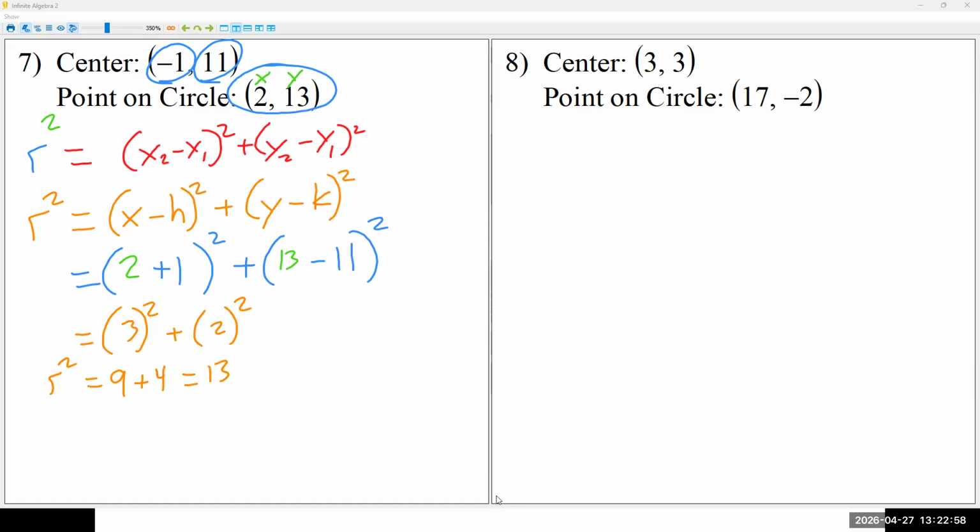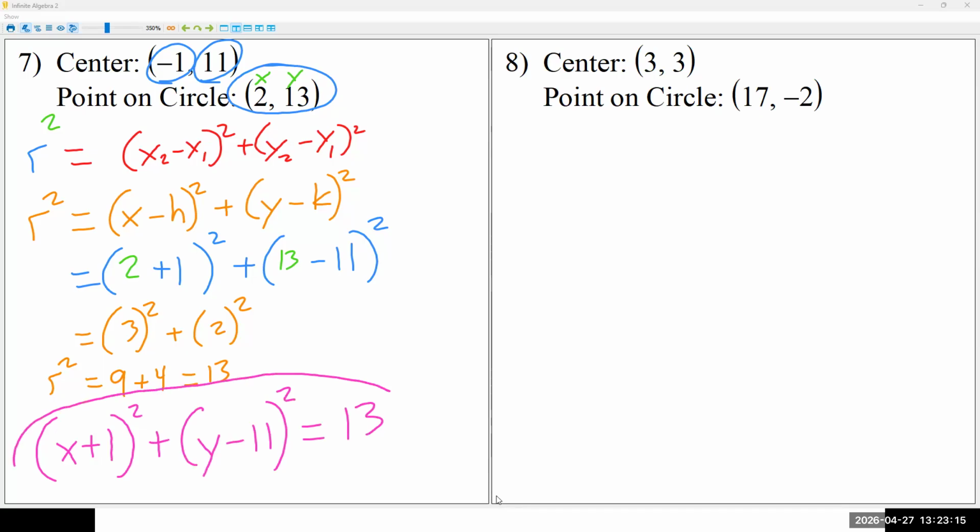So my final answer, if I just re-plug in, we have x minus h, so that's x plus 1, plus y minus 11 equals 13. We just plugged in the 2 coordinate points into our equation, solved for r squared, and then we're able to write our final answer. All right, once again, feel confident, see if you can beat me to the answer of number 8.